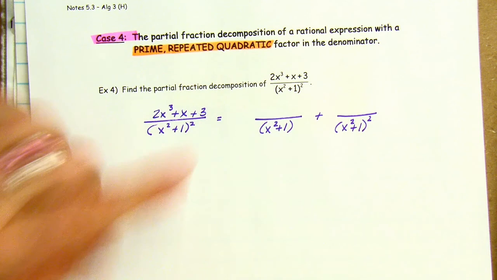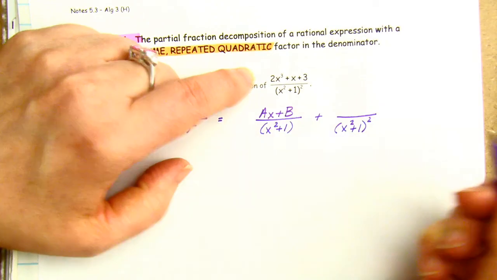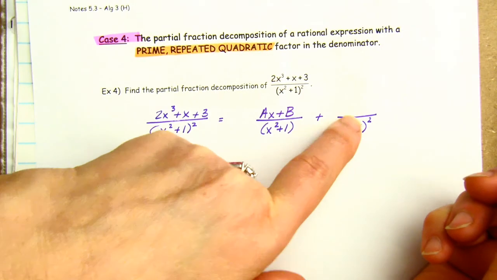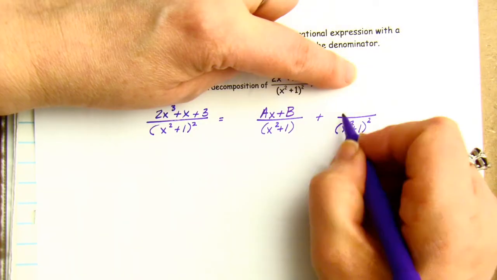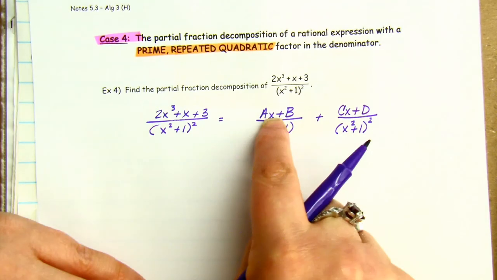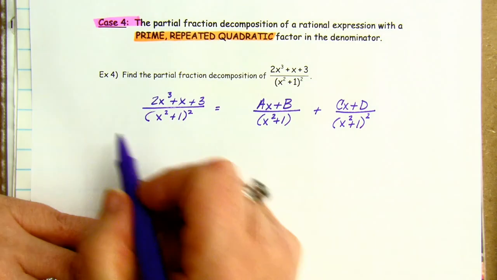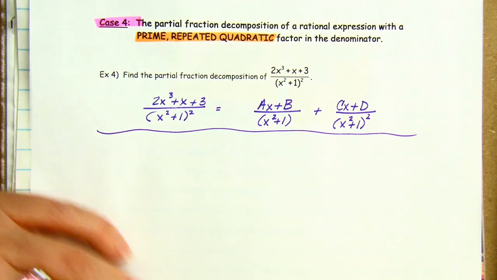All right, it's quadratic, so I need linear up here. Linear is my ax plus b. It's quadratic, so I need a cx plus d. Remember, if the denominator is quadratic, then the numerator has to be linear. You need a linear and a constant. All right, that's how we set up the case. The rest is master manipulation.